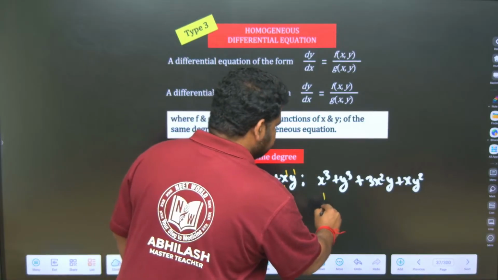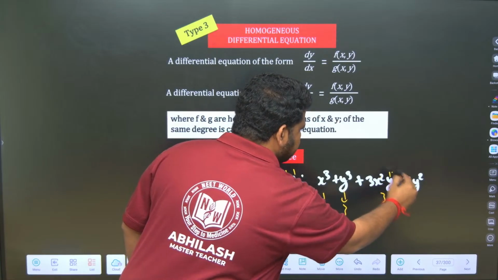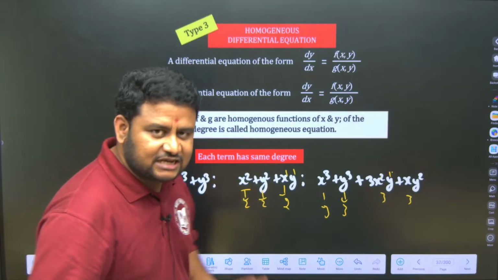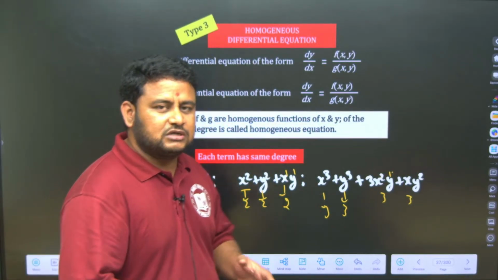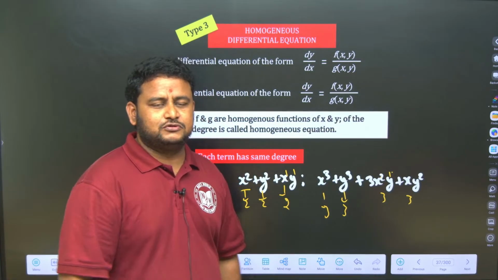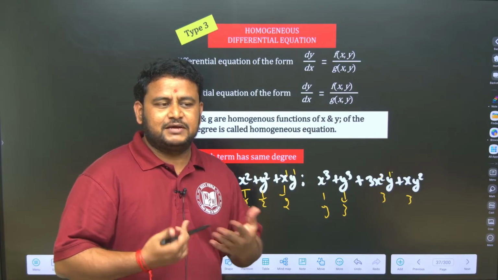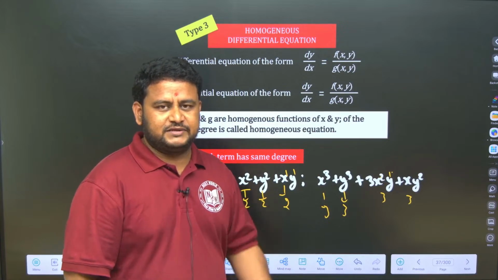Here it is 3, and what about this? 2 plus 1, this will become 3. So we got the degree as 3 in each of the terms. Such an equation is called what? Homogeneous differential equation. So how to solve such homogeneous differential equation? Here we have to do some substitution, then it will convert to a form where it will become again variable separable form, and we have to follow the procedure which we followed for variable separable form.